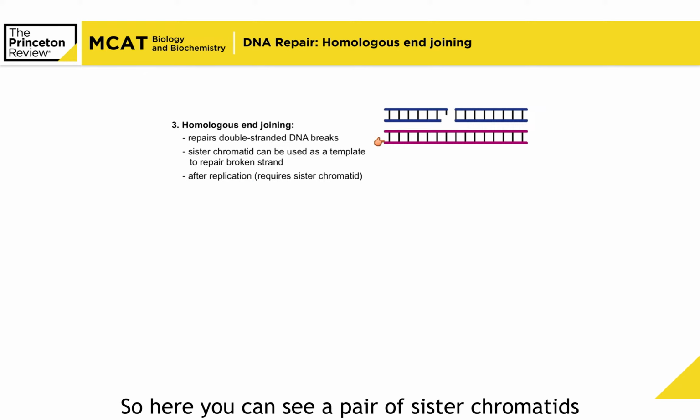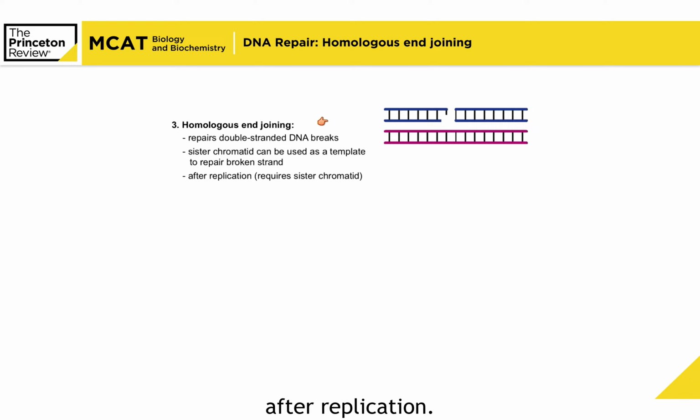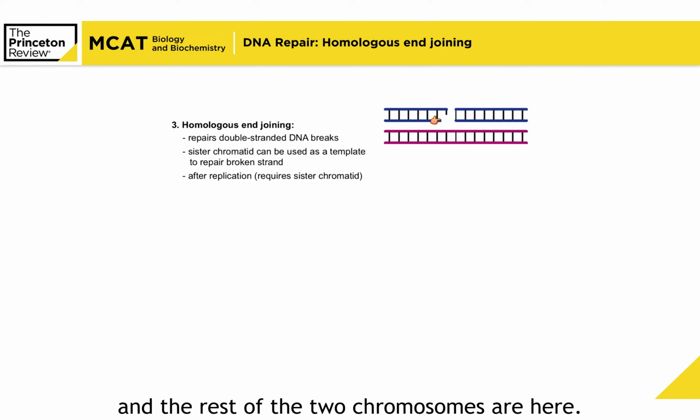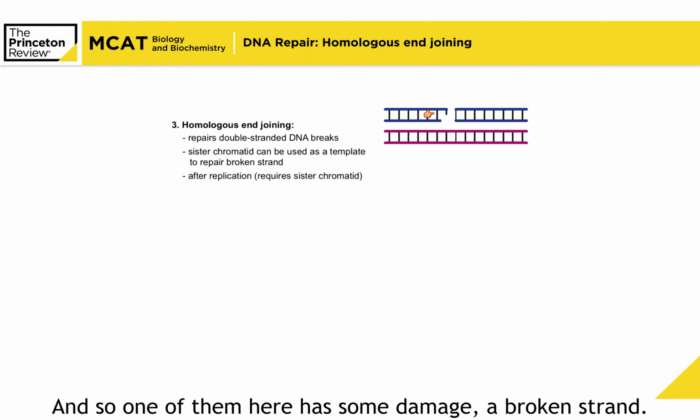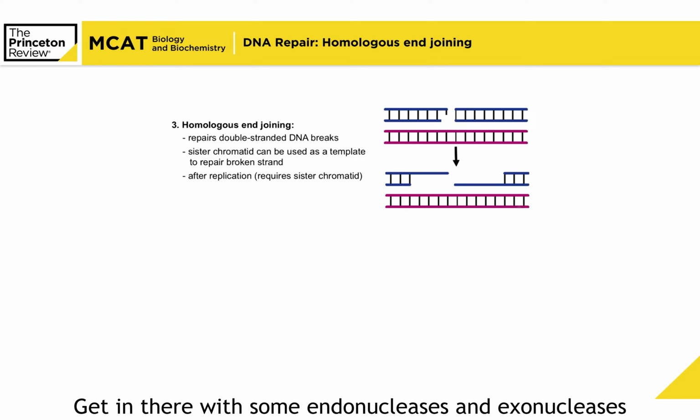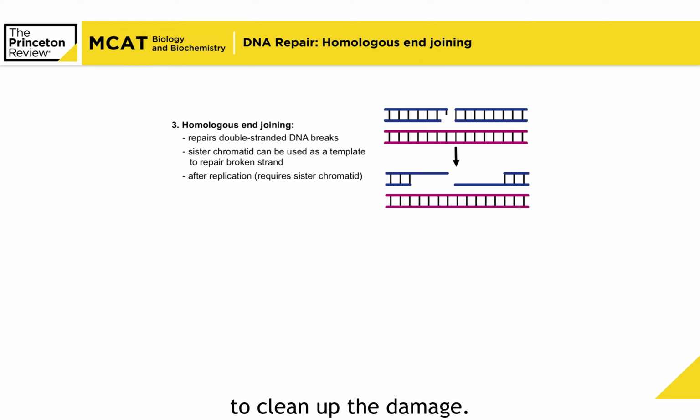So here you can see a pair of sister chromatids after replication. You can imagine up here there's a centromere, and the rest of the two chromosomes are here. One of them has some damage, a broken strand. So what we can do is first do a little cleanup on this broken strand. Get in there with some endonucleases and exonucleases to clean up the damage.